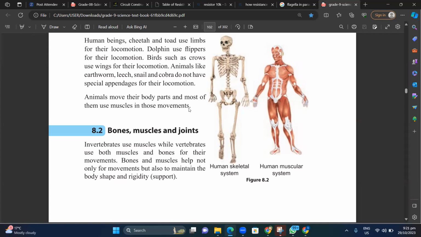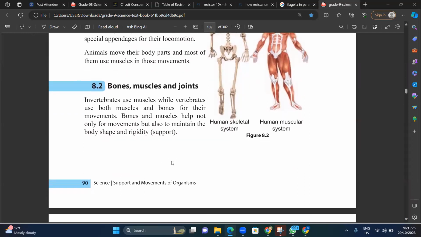So it's also an invertebrate. So there are only muscles. But cobra, snake, they are using their bones and muscles, both. So these bones and muscles give more rigid movements, advanced movements, and they are strong.